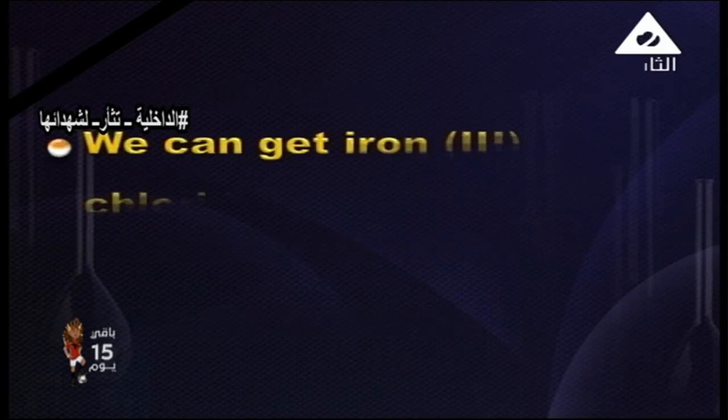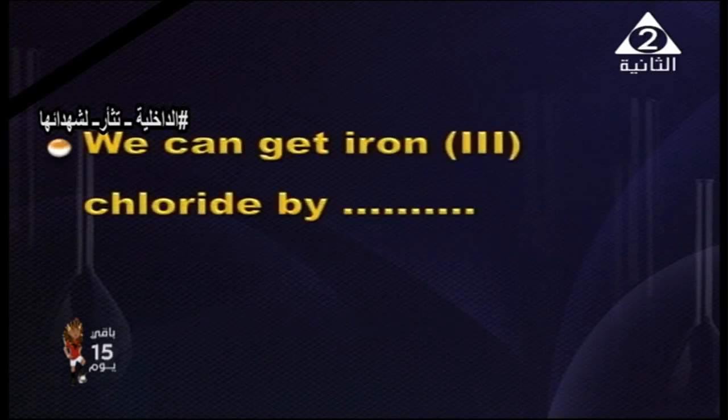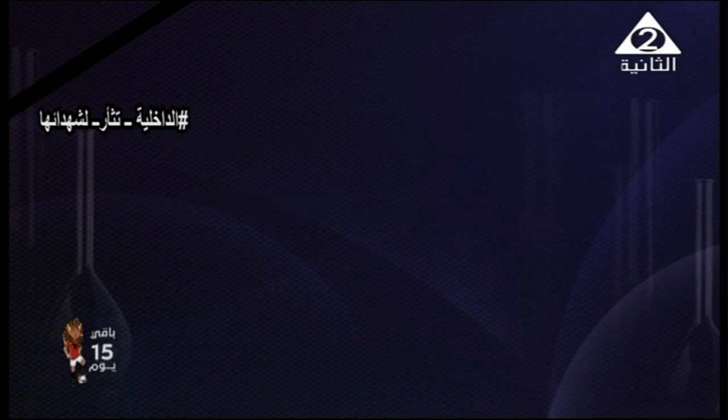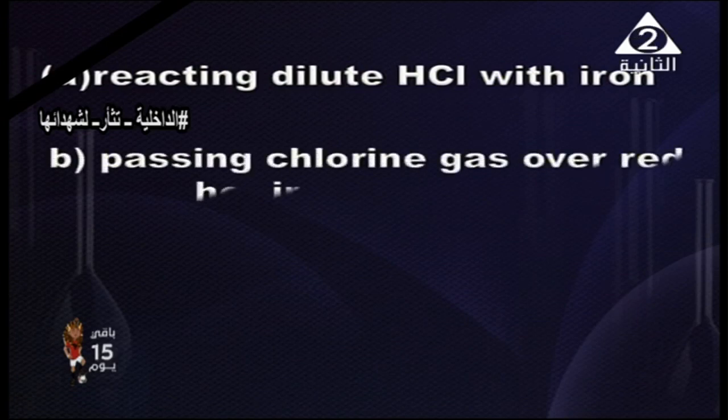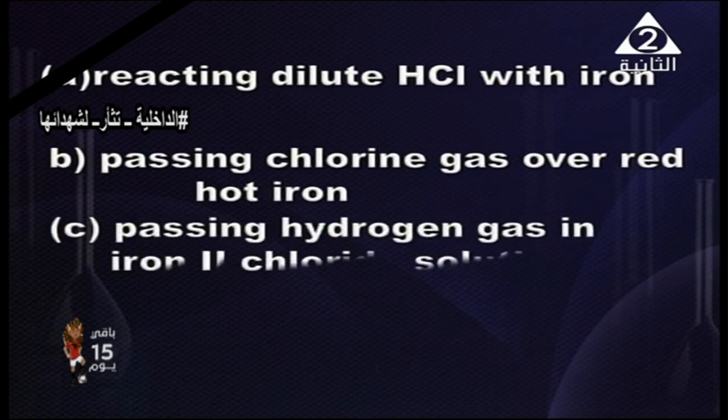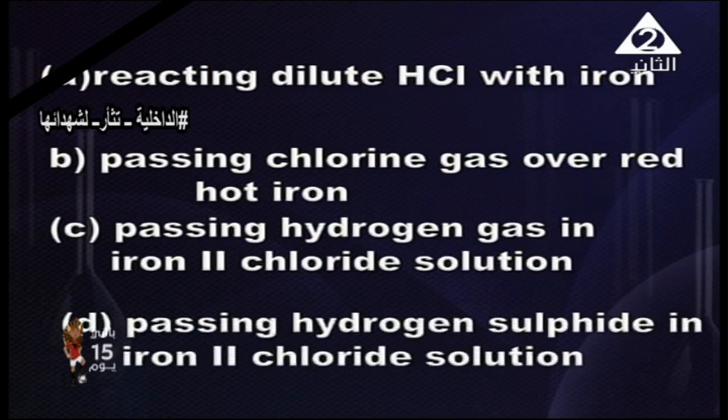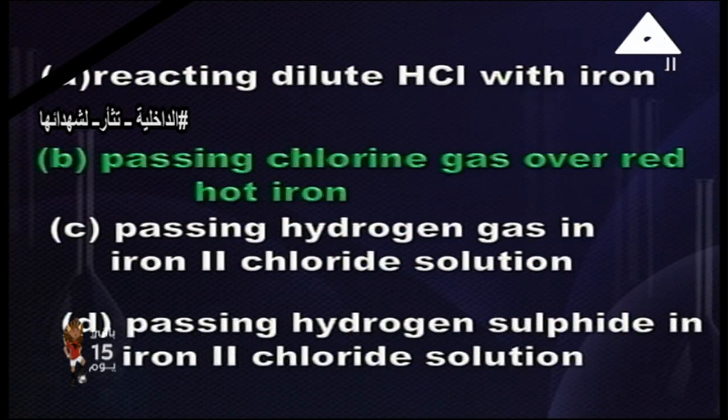Next point: we can get iron 3 chloride by what? Reaction of dilute hydrochloric acid with iron, passing chlorine gas over red hot iron, passing hydrogen gas in iron 2 chloride, or passing hydrogen sulfide gas in iron 2 chloride solution. If you think about it, here's the answer. It will be passing chlorine gas over red hot iron.